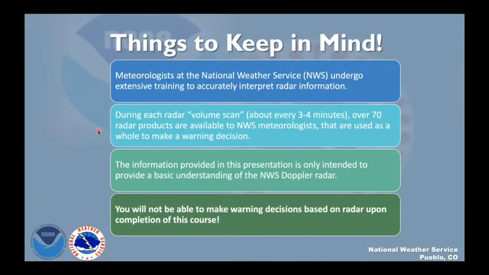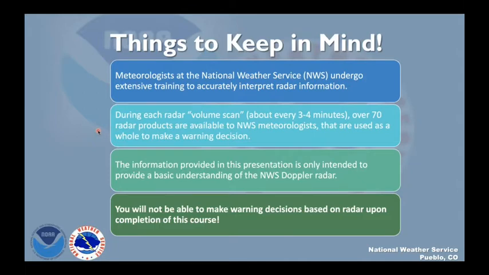So, I don't really like this slide too much, to be honest. It's a little pretentious, but things to keep in mind. We're meteorologists. We've gone through quite a bit of training. Myself, I went through 6 years of school. Now I'm on my 4th year at the National Weather Service in Pueblo. We have a lot of different products coming in per radar volume scan. That's about 70 different products that are available as the scan completes. And we look at pretty much every single product to determine if a storm is severe or not.